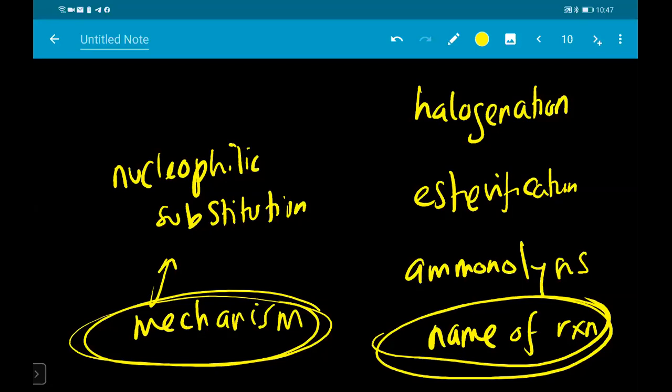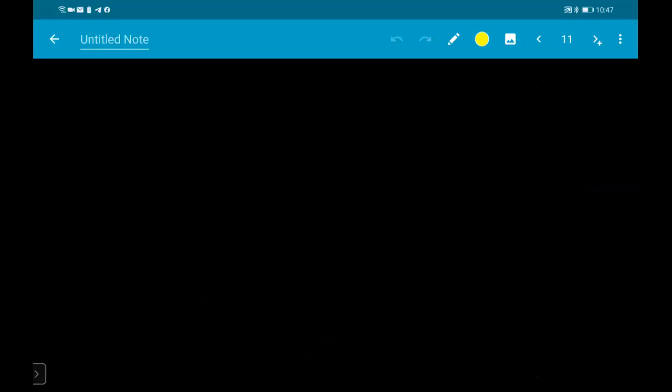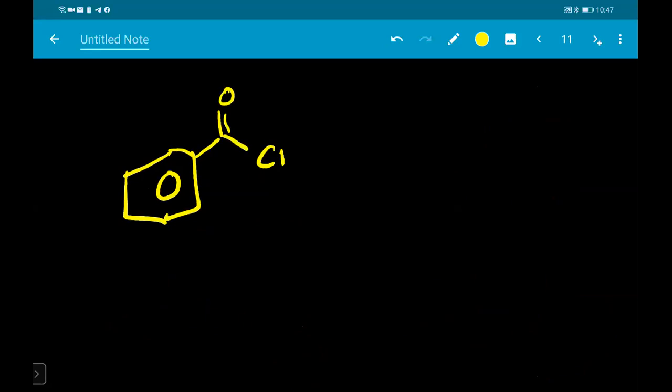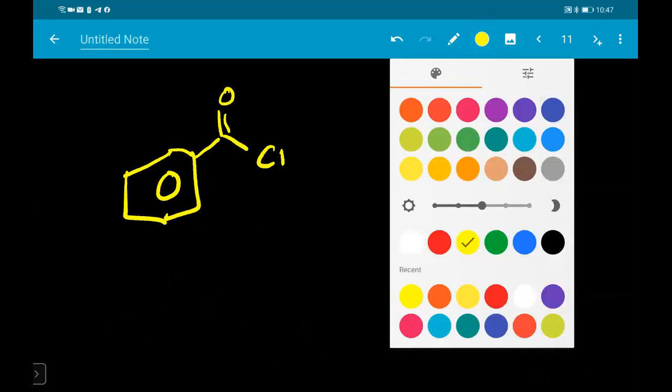Okay, let's say I see a light, I'm just going to draw a random structure. Let's use an aromatic for instance: C double bond O, Cl. Right, this is benzoyl chloride. Don't worry about the naming, we're going to learn it later.